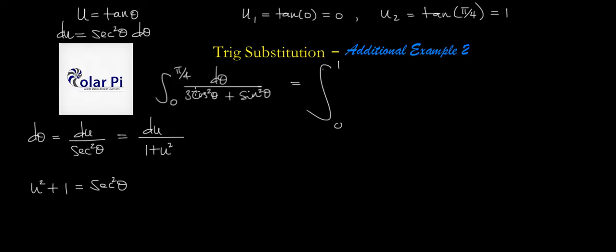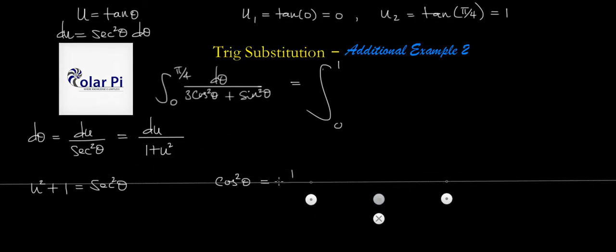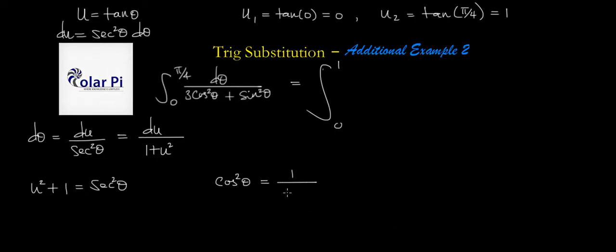Now, what about cosine squared? Since secant squared is equal to 1 over cosine squared, cosine squared is equal to 1 over secant squared. And so that is 1 divided by 1 plus u squared, or u squared plus 1, but I'll write 1 plus u squared. Now, what about sine squared theta?